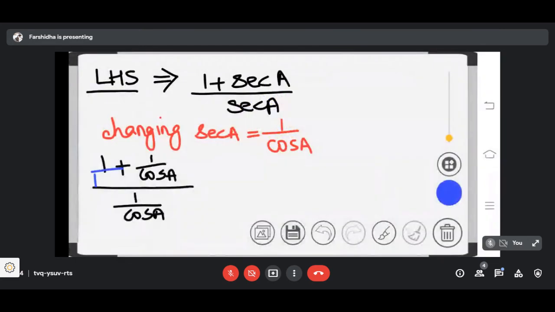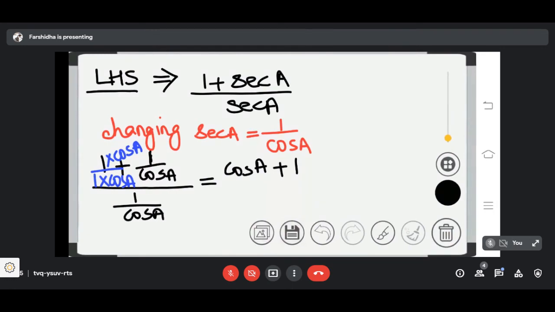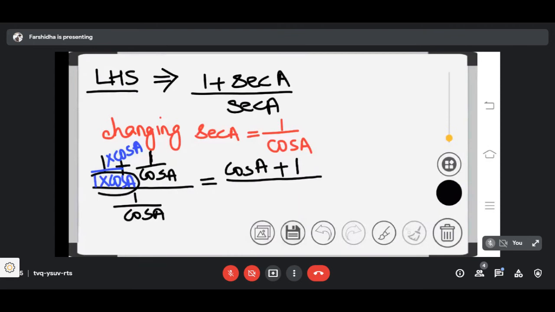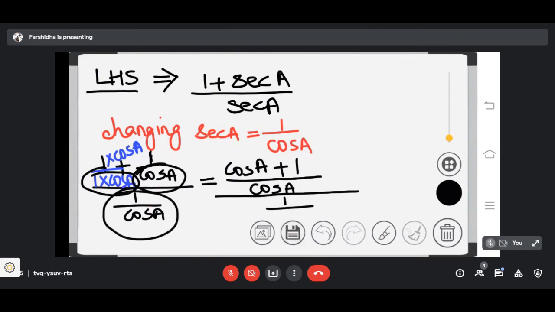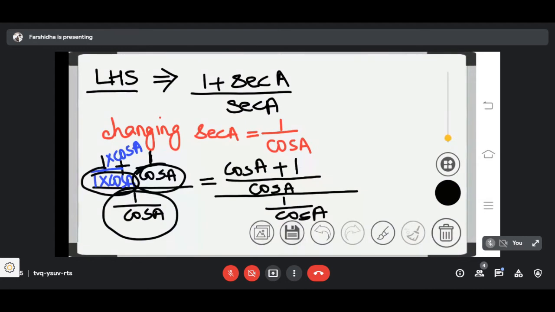Now here you take the LCM. Multiply by cos A in the denominator and multiply by cos A on the numerator. So 1 into cos A plus you have 1 here. So cos A plus 1 divided by here also cos A. So by taking the LCM, you got cos A plus 1 divided by cos A, again whole divided by 1 by cos A.